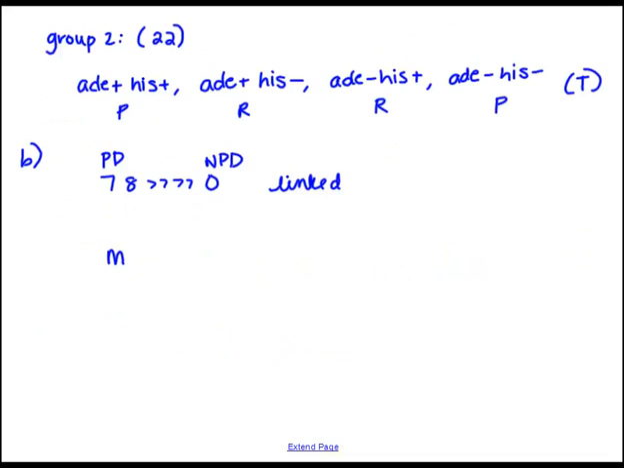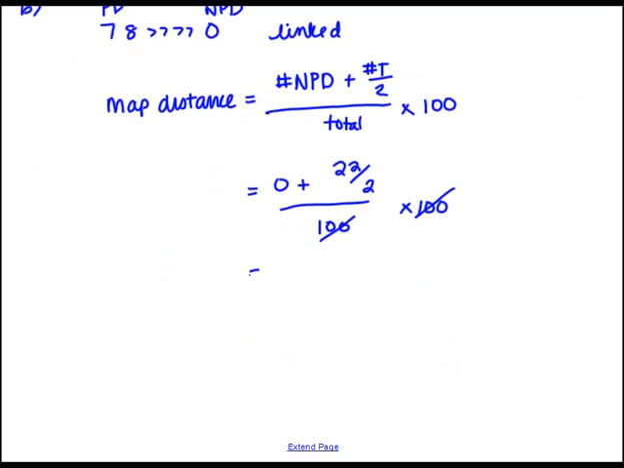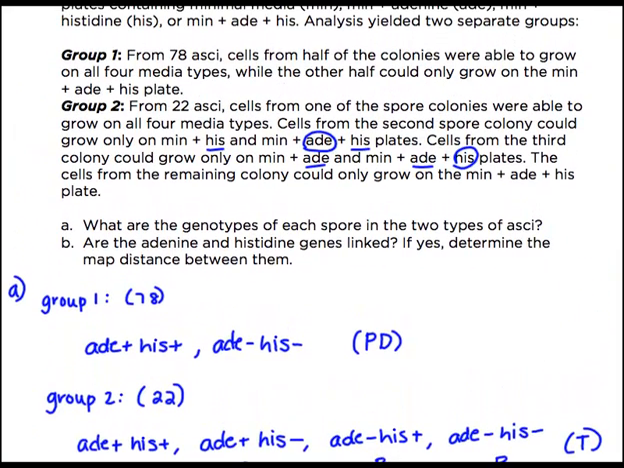Well, remember that the map distance is the number of non-parental ditypes plus the number of tetratypes divided by 2, over the total number of asci, times 100. So non-parental ditypes, there were 0. There were 22 tetratypes, so divided by 2 is 11. And in total, there was 100 asci. So when you times that by 100, you could cross both items out and do 22 divided by 2, which is 11. So there's 11 centimorgans between the adenine gene and the histidine gene. So they are linked, and there's 11 centimorgans between them.